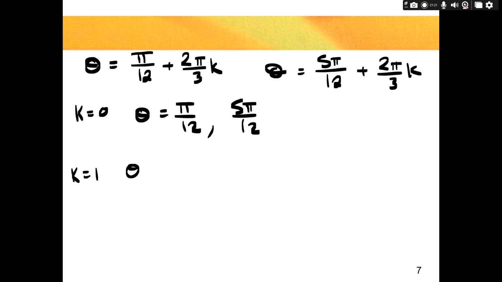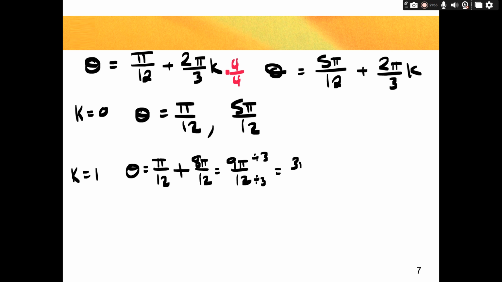So if k is equal to 1, I have pi over 12 plus 2. Oh, you know what we can do? How about if we make the common denominators already? If it was 2 pi over 3, would that be the same thing as 8 pi over 12? So 9 pi over 12. And if you have 9 over 12, you have to reduce that. You can't leave it as 9 over 12. It has to go down to 3 pi over 4.